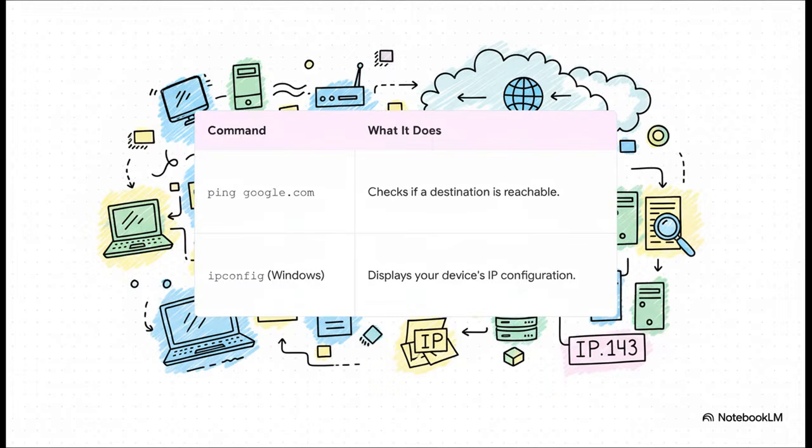In fact, here are a couple of super simple commands you can try out right now. Just open up your computer's terminal or command prompt. Type ping google.com and hit enter. That'll check if you can even reach the outside world. Or if you're on Windows, try ipconfig. That'll show you your device's private IP address. Go on, give it a shot. It's your first peek behind the curtain.